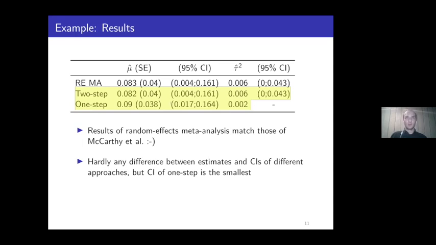One thing that's remarkable is that the confidence interval for the one-step approach is a bit smaller, and that's also what you would expect, because for the one-step approach, we are using all information that's available. We are using the information of the participants and not the summary data.